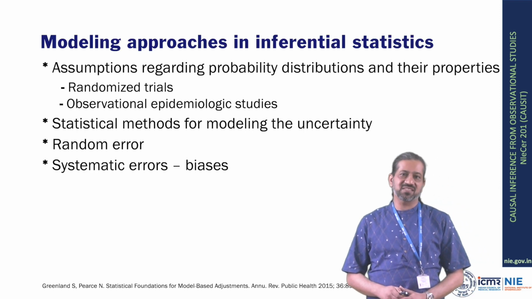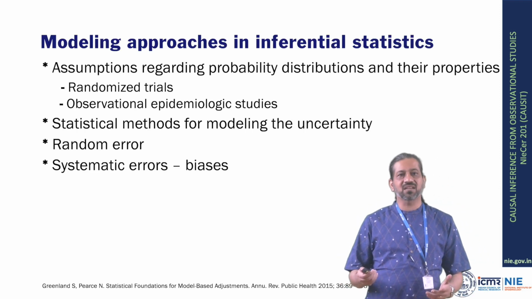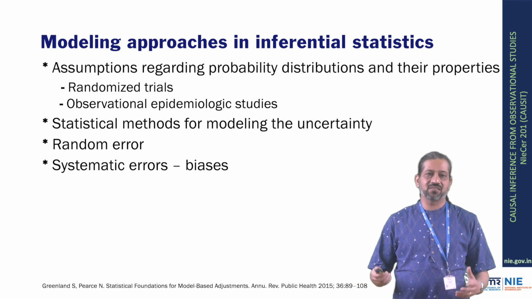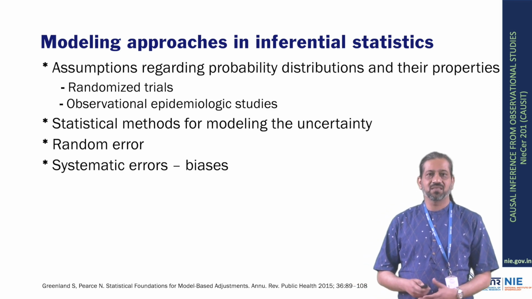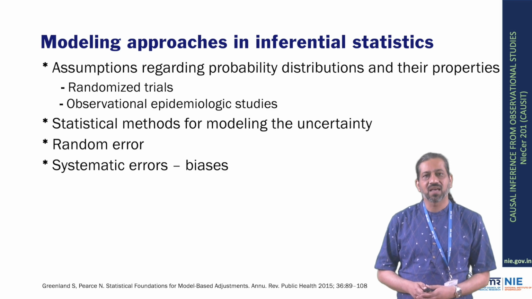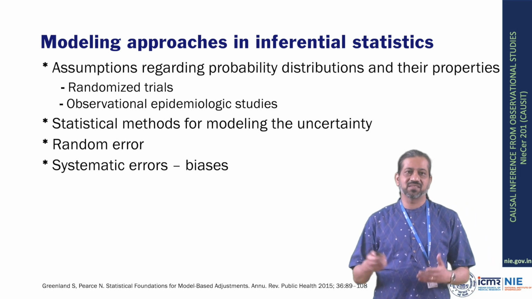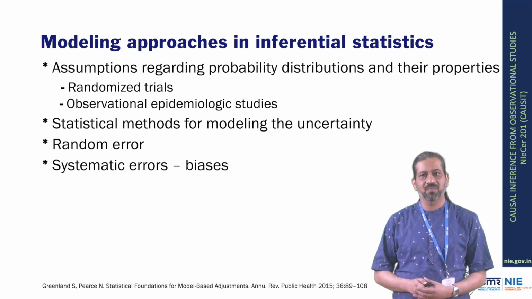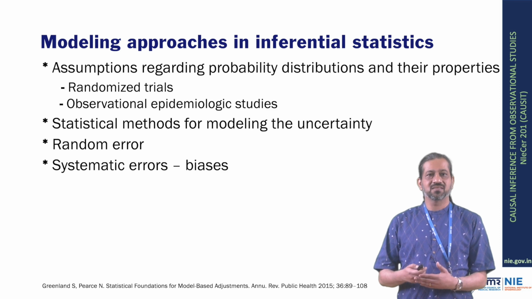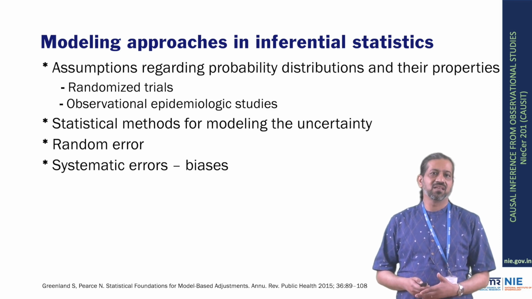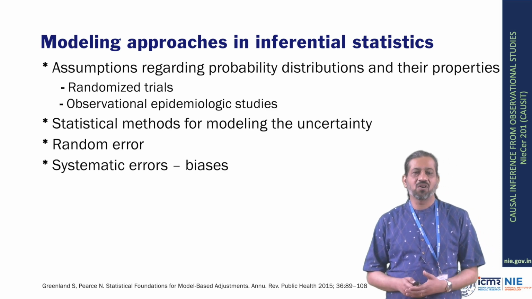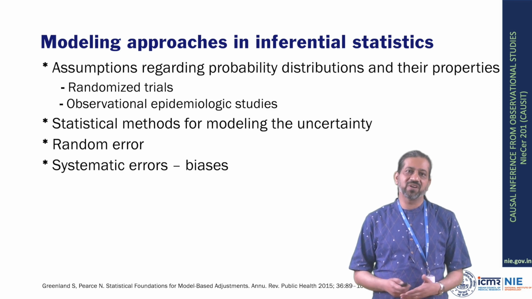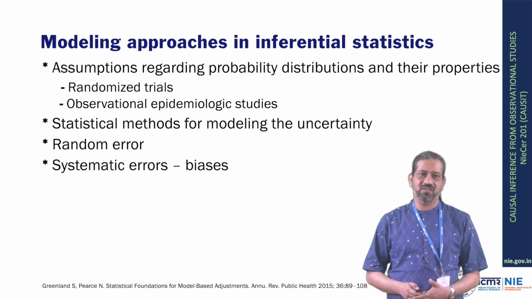In inferential statistics, we use mathematical equations to understand the relationships between the exposure and the outcome and the various covariates that may or may not influence both the exposure and the outcome. And for the purpose of causal inference, we make certain assumptions regarding the probability distribution of our exposure and outcome variables and the various properties.